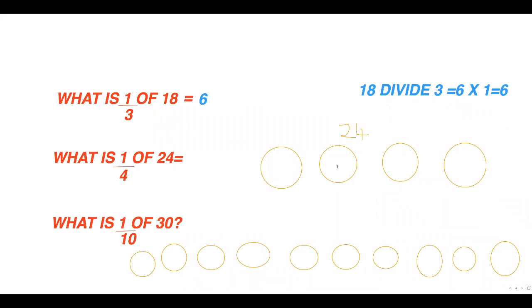Okay, so I hope you guys have done really well. So let's have a look. We have, what is 1/4 of 20? The bottom number is 4, which we pronounce quarter, and the top number is 1.